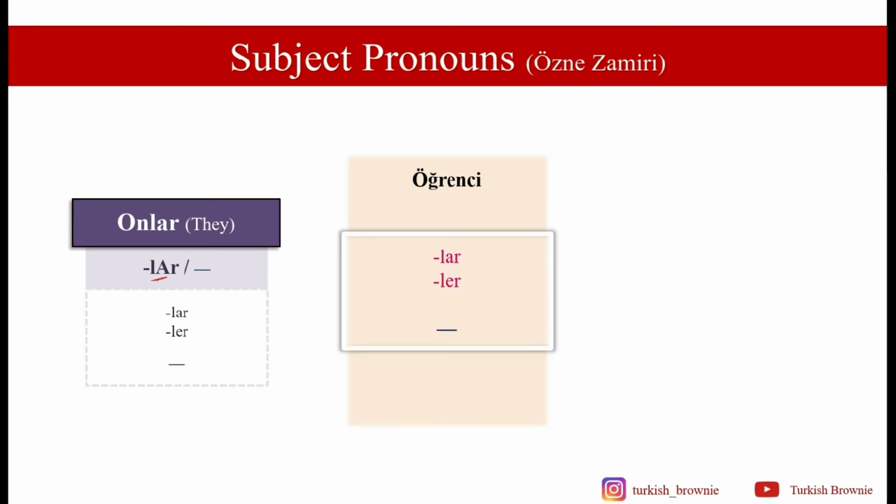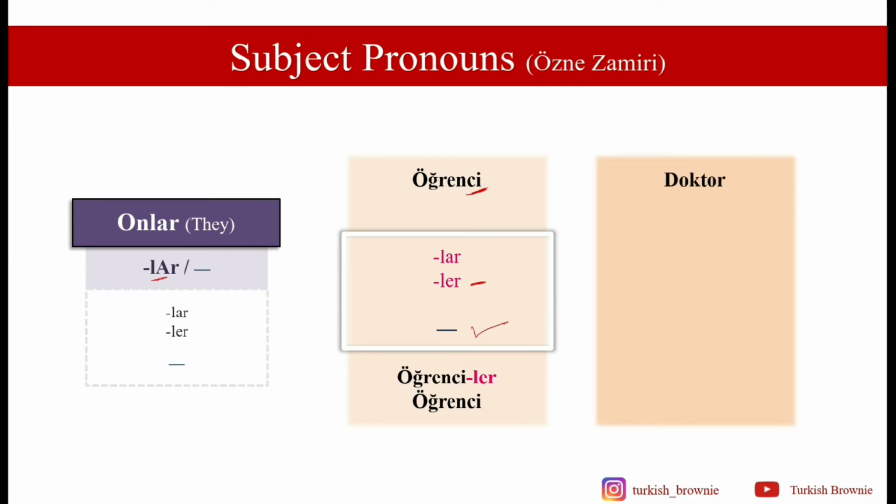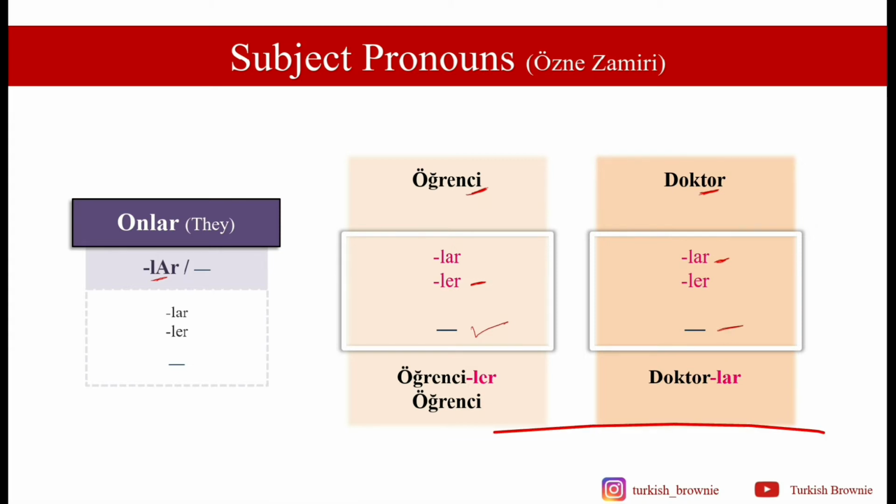So if we're using the lar or lar form, then since the last vowel here is I, we're going to need to use the E form. So the word becomes öğrenciler. And let's say if we're using this option of not attaching any suffix at all, then it becomes öğrenci. Onlar öğrenci. For the word doktor, our options. So since the last vowel here is O, we're going to need to use the A form. The word becoming doktorlar. And if we use this option, then it's doktor.